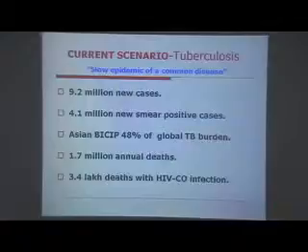Think of the problem. And unfortunately, the Asian BICIP countries, Burma, Bangladesh, India, China, Indonesia and Pakistan, have 48% of the global TB burden. It is very unfortunate. 1.7 million annual deaths are taking place, and 3.4 lakh deaths are with HIV co-infection.